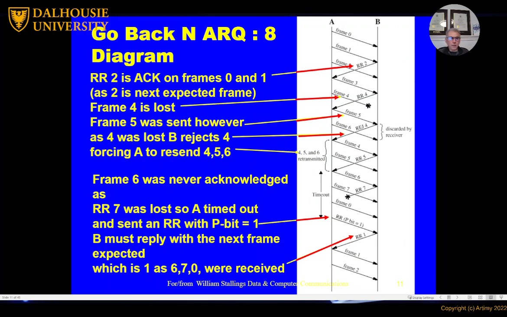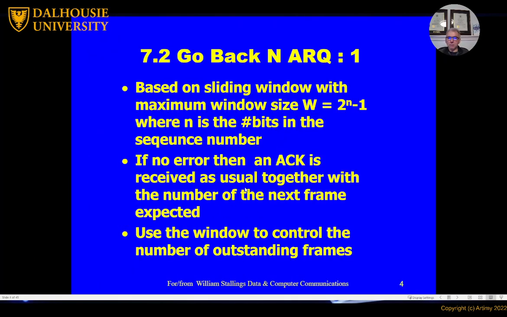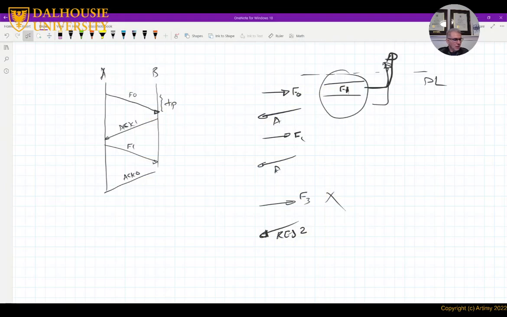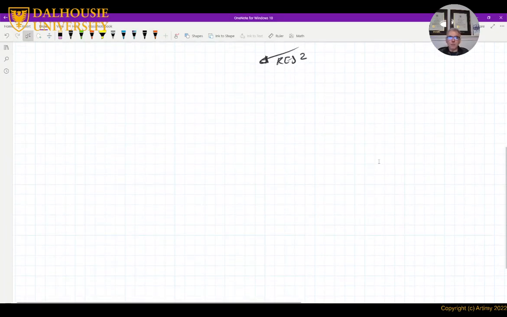There is another topic here that I didn't mention, which is the window size. The window size here says W is equal to 2 to the power n minus 1. So why is that? Again, it has something to do with the rejection. So I said we can assign, let's say, only 2 bits to the sequence number of frames. So now we have frames 0, 1, 2, and 3, right?